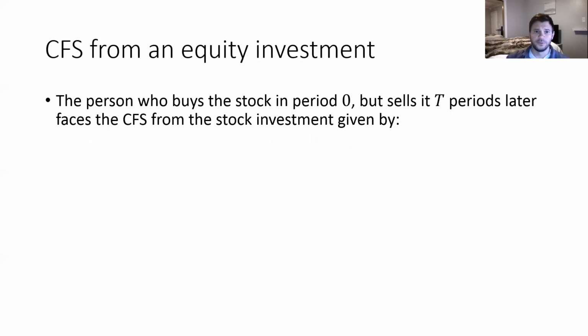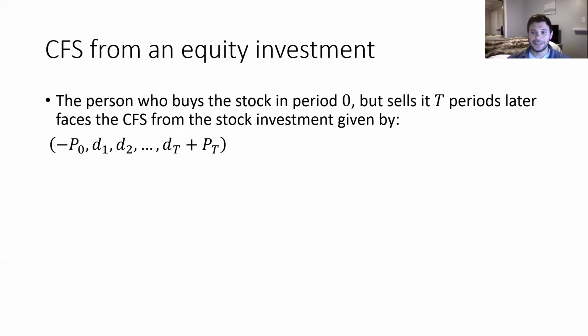So if you're the person who buys the stock in period zero and sells it in period T, then the entire net cash flow stream, if you're thinking about the stock as an investment, looks like this. Right? We get negative P0, we pay at time zero. We collect our dividends, then we sell the stock after collecting the dividend in period T. We get PT as the price back.